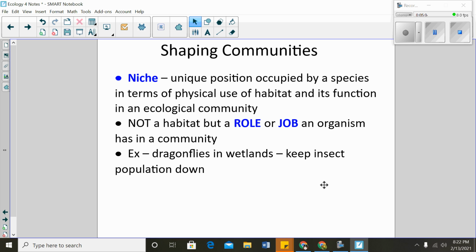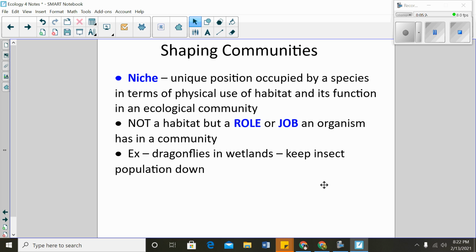Now let's also look at ways communities are shaped. We've seen some interactions. Now let's see how communities become shaped. That word is pronounced niche, not nitch or Nietzsche. A niche is a unique position occupied by a species in terms of physical use of habitat and its function in an ecological community.